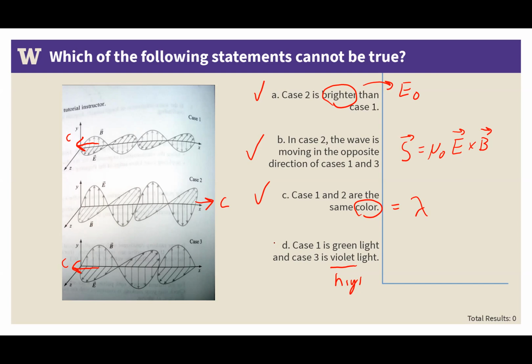Statement C, case 1 and 2 are the same color. Color, right, is what we think about in terms of wavelength, and it does look to me like case 1 and case 2 have the same wavelength, which would be the same color. That makes sense. So that just leaves D. Case 1 is green light, and case 3 is violet light. Violet light, I would expect to be a higher frequency and therefore a shorter wavelength. So case 3 actually looks to me like it has a longer wavelength than case 1. So D is going to be our answer here.